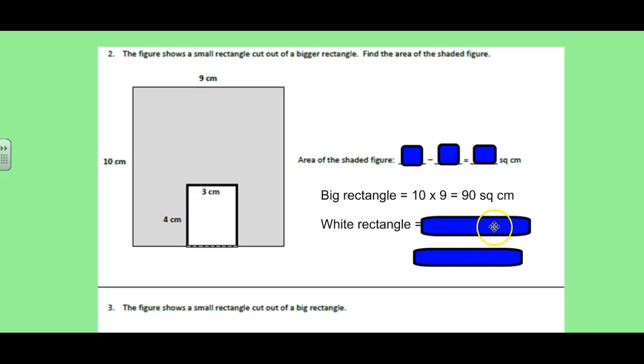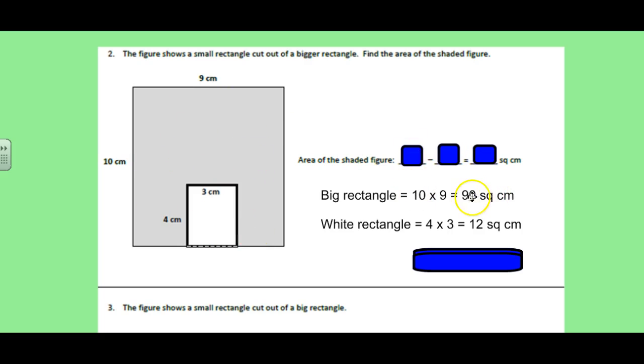Now I want you to put down the area of the white rectangle and push play when you're ready to check your answer. Okay, so the area of the white rectangle was 12 square centimeters because all you had to do was 4 times 3. So up here on this blank, it says the area of the shaded figure is what, and then you have to take away the white part, and that's going to leave you with the area for the shaded part.